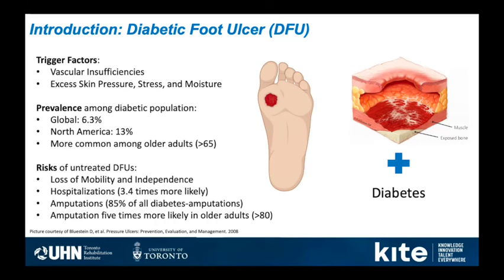The risks of not treating DFUs are, first, loss of mobility and independence, then hospitalization. Patients with diabetic foot ulcer are 3.4 times more likely to be hospitalized, and then amputation. Out of all the amputations done, 85% are related to diabetic foot ulcers. Patients with diabetic foot ulcer who are above 80 are 5 times more likely to have amputation.